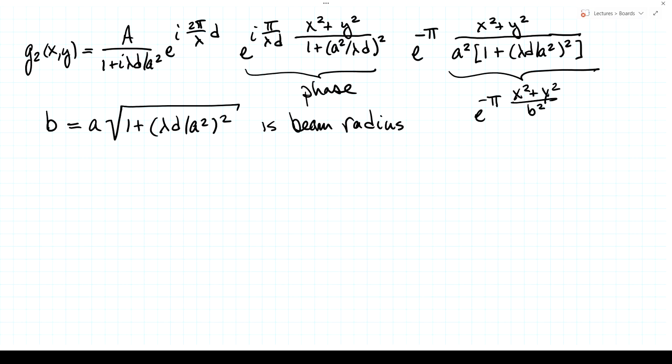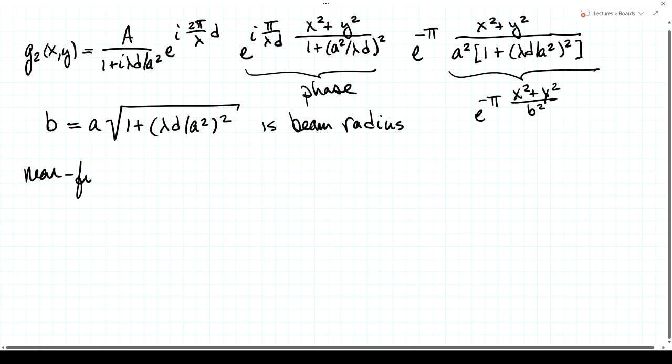Let's look at some limiting cases of this. We're going to have what we're going to call the near field limit. d goes to zero. So for that, down here in the denominator for this overall amplitude, in that limit 1 plus i lambda d over a squared just goes to 1 because d is getting really small. And here, of course, b is going to go to a because this term gets very, very small. This is a d squared and d is going to 0.